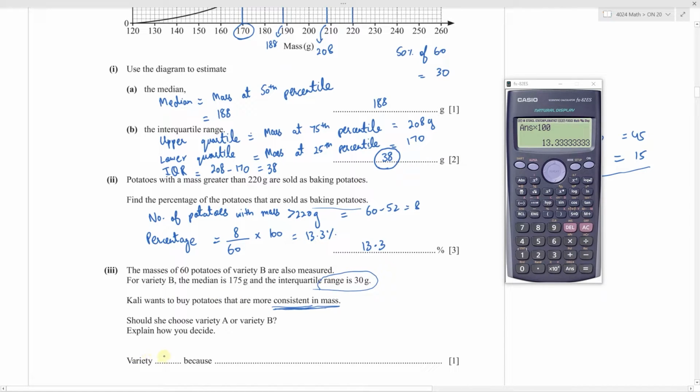So variety B, because the interquartile range IQR is smaller, that means for variety B, there is less variation in mass between the potatoes compared to variety A, where the variation is larger. So with less variation, it means the potatoes will be more consistent in mass for variety B.